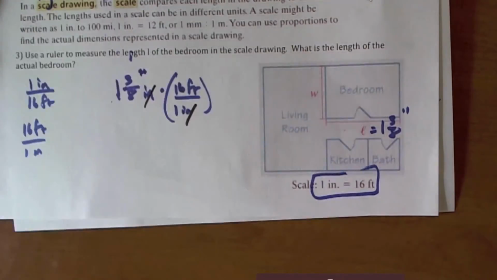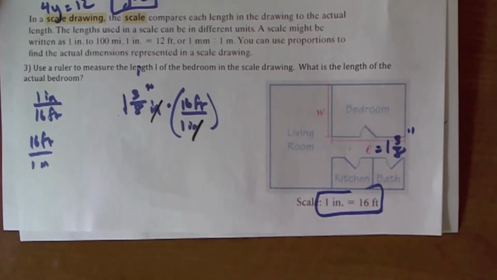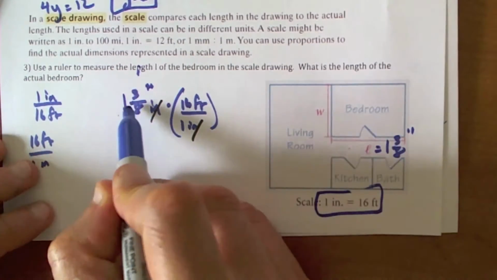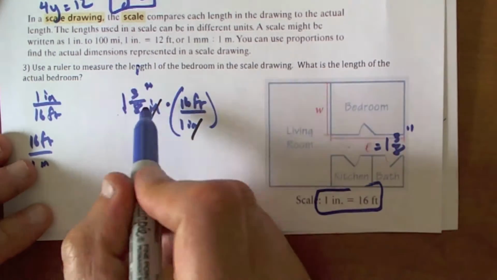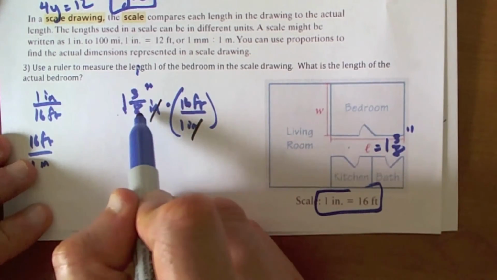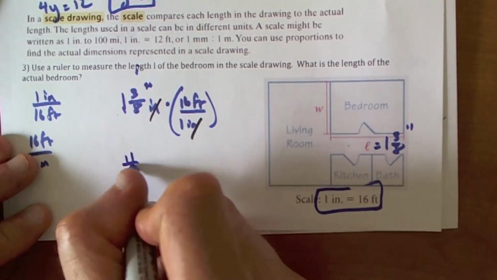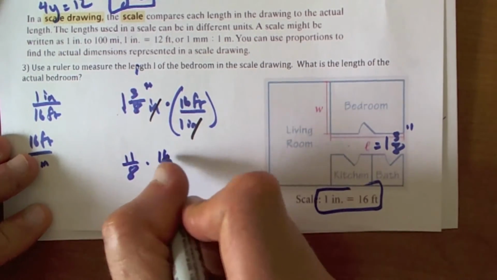This thing is freaking out, so I'm going to pause it. So now what's left is to multiply 1 3/8 times 16. I could convert this to an improper fraction by multiplying. 8 times 1 is 8, plus 3 is 11. So I could change this into 11/8 times 16 over 1.